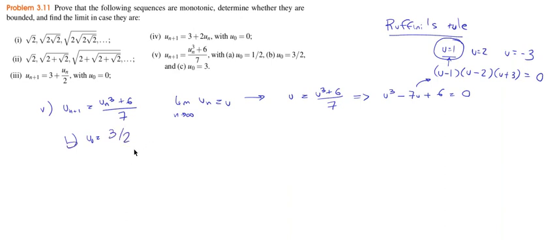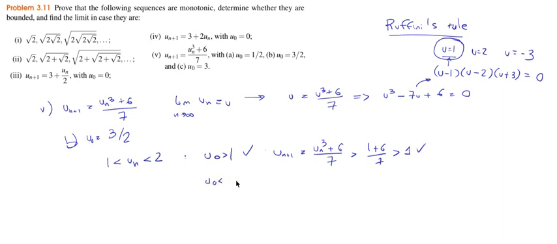The limit is 3/2. Now I'm going to try and prove that the sequence is bounded between 1 and 2, so that you know that the bounds are different. So u sub 0 is greater than 1, yes. And now what happens with u sub n plus 1? We assume that u sub n is greater than 1. So if this is greater than 1, then this is greater than 1 plus 6 over 7, greater than 1. And then u sub 0 is smaller than 2, and we assume that u sub n is smaller than 2.